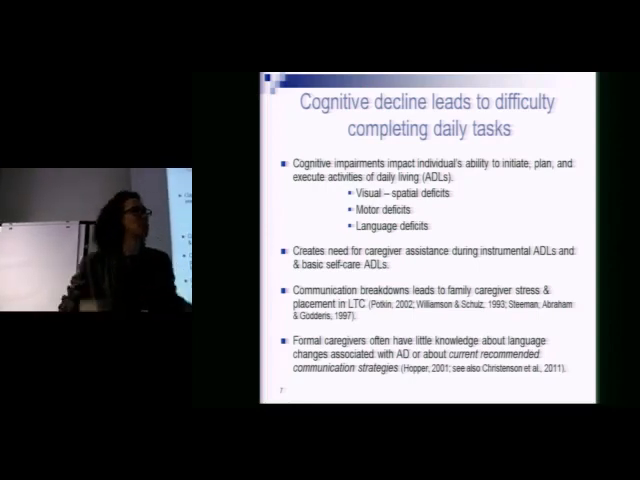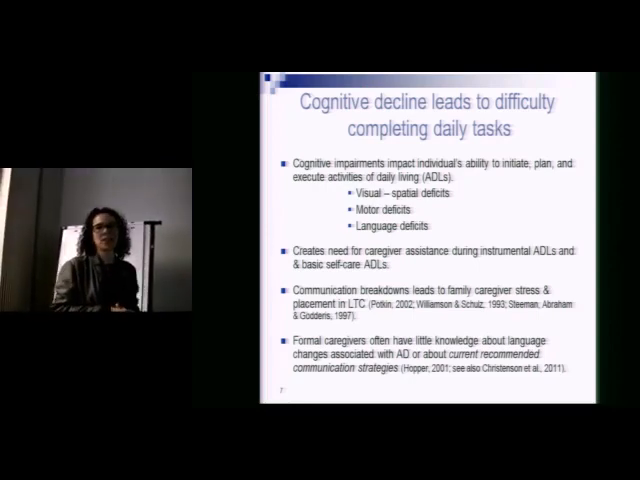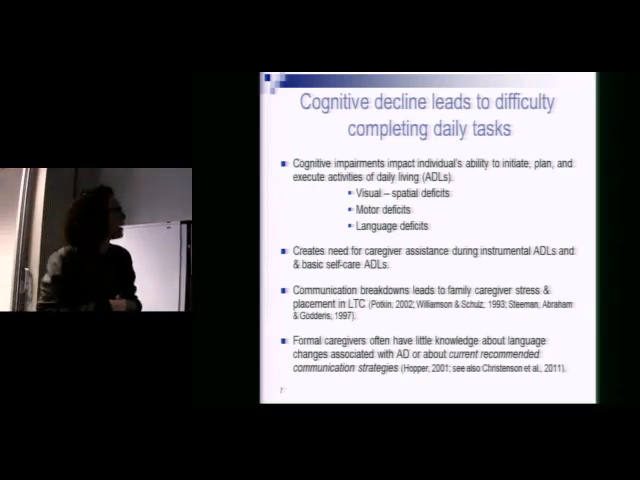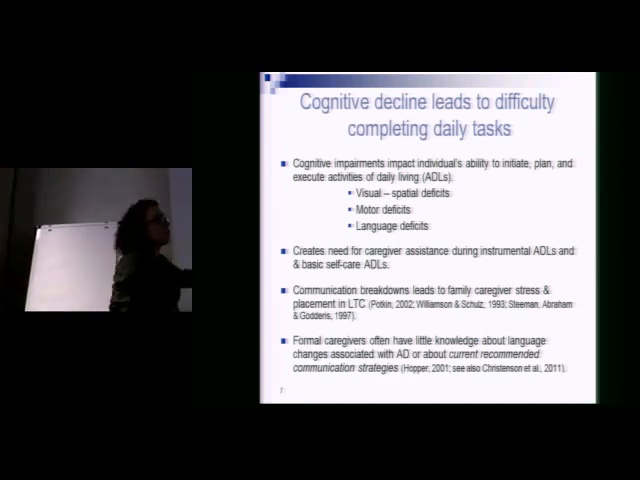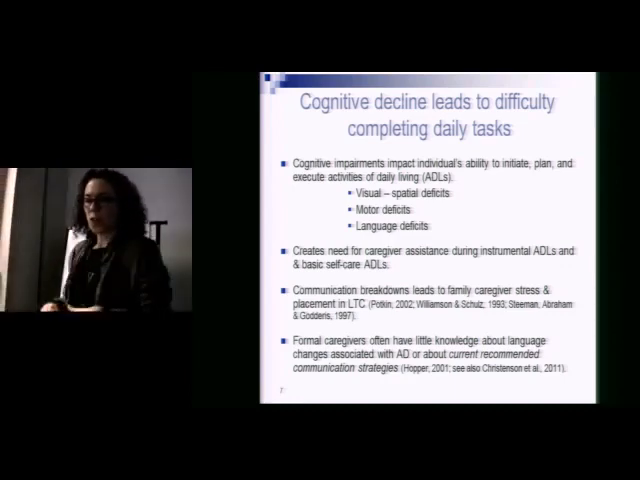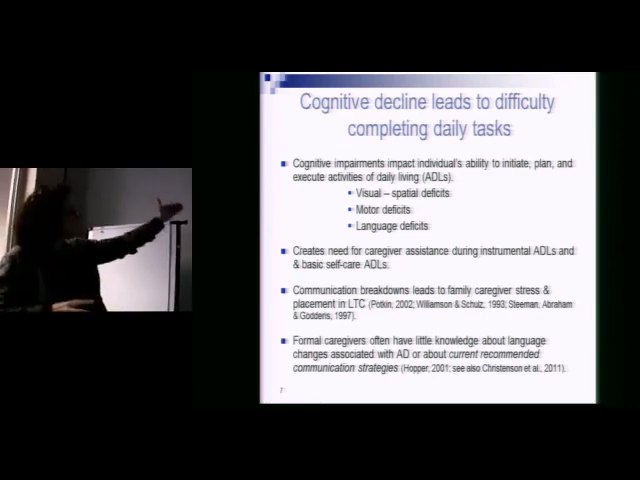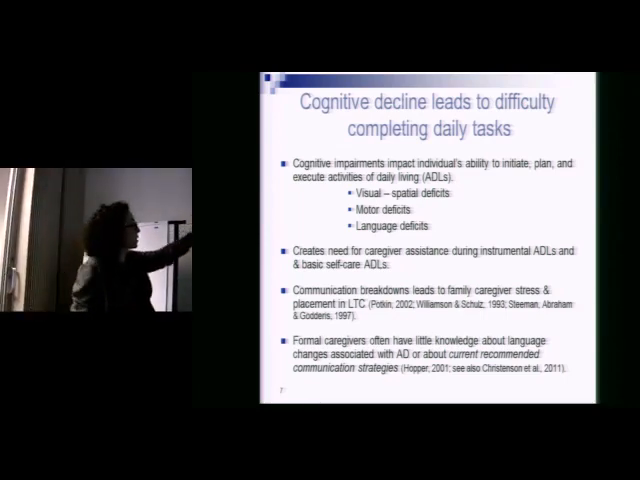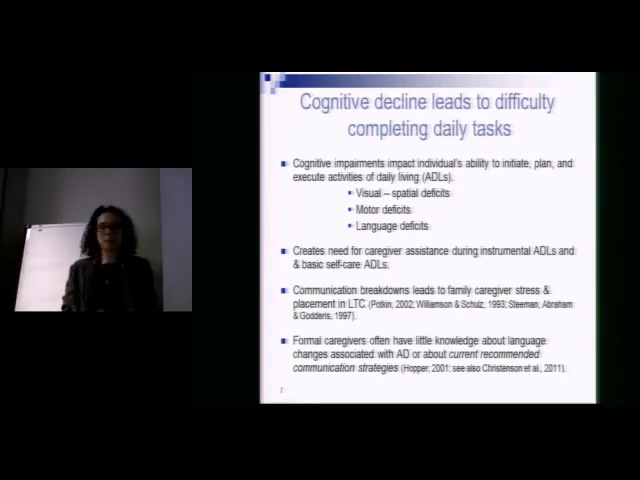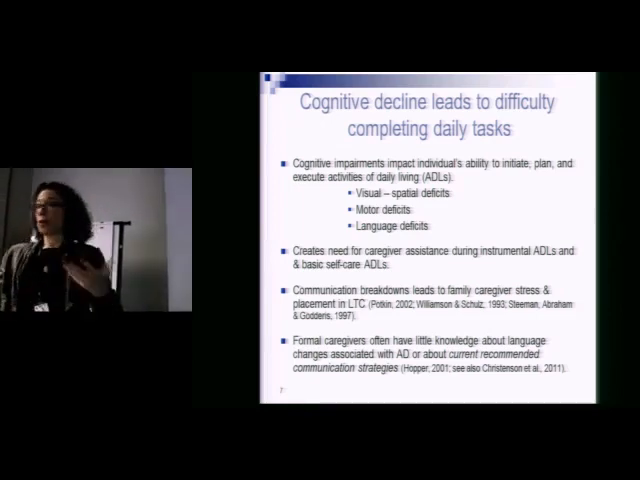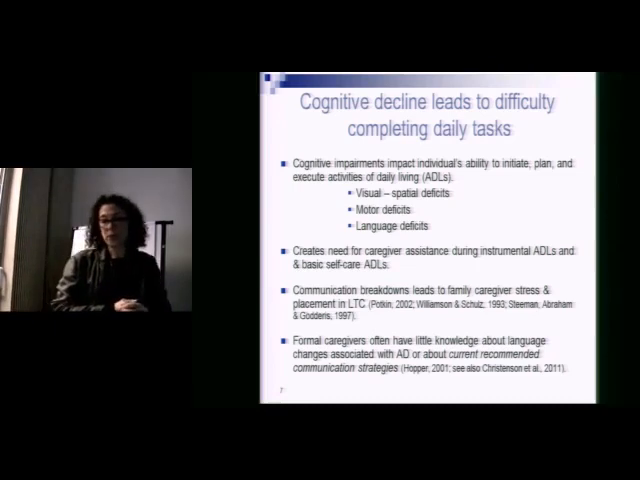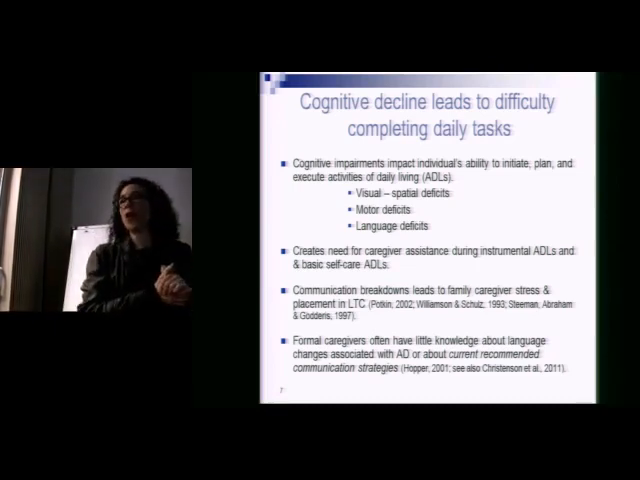Basic activities are things like dressing and washing, and instrumental activities of daily living are more of what are called higher level activities, having to do with things like doing your finances, for instance. Okay, so all of these difficulties can create difficulties for carrying out all of those activities of daily living, often leads to need for caregiver assistance. And then we have communication breakdowns because of some of the difficulties that I just described to you. And this leads to a lot of stress.